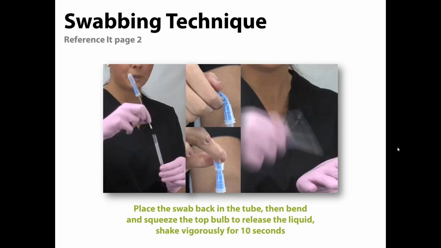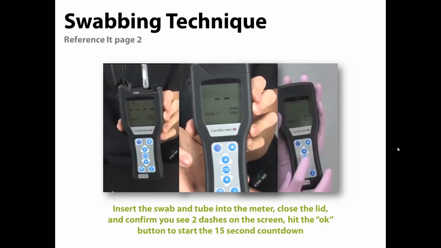So once you have your sample, place the swab back in the tube, bend the liquid-filled bulb at the top until the little blue plastic breaks. Then squeeze the liquid out, like an eyedropper, and shake vigorously for 10 seconds. You want to make sure the swab tip is totally saturated with the liquid. Then, place the entire swab, still in the plastic tube, in the meter. Close the lid and wait until you see 2 dashes appear. Once you see the 2 dashes, press OK.